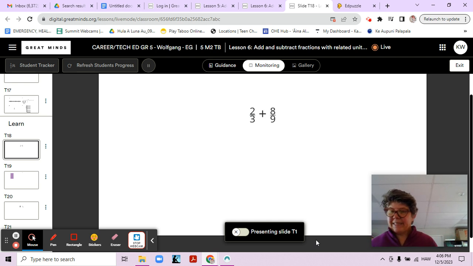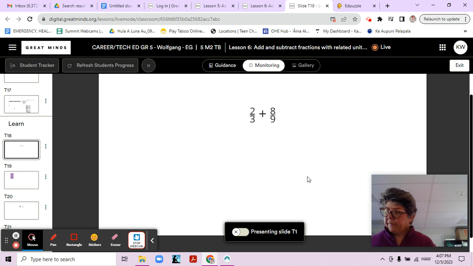Are the units related? Yes. How do you know? Because 3 times 3 is 9. This is a fact family, 3 and 9. Which fraction should we rename? We should rename our thirds as ninths.